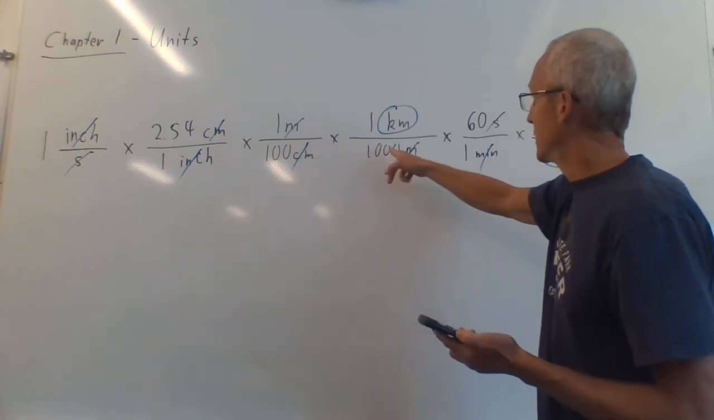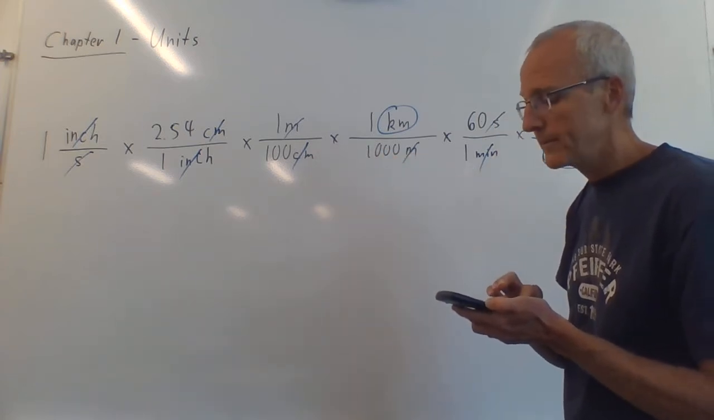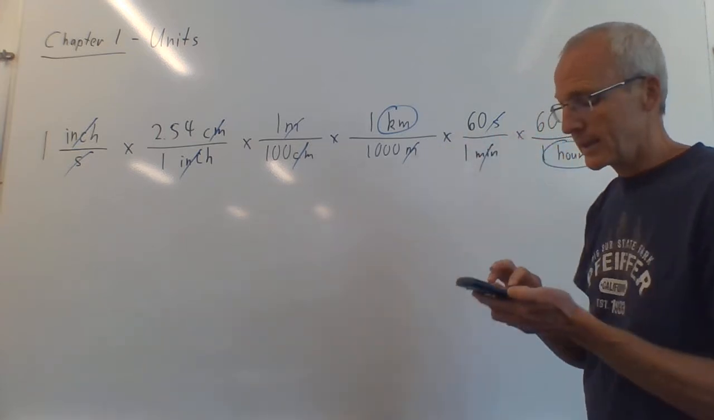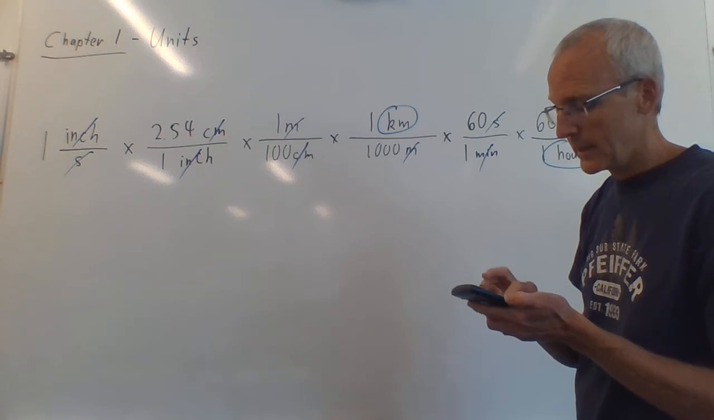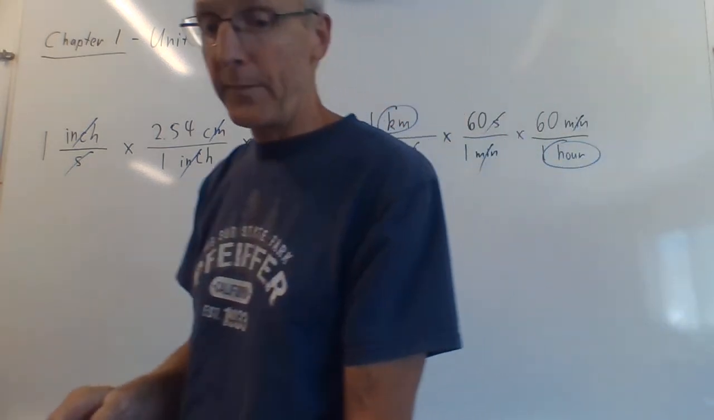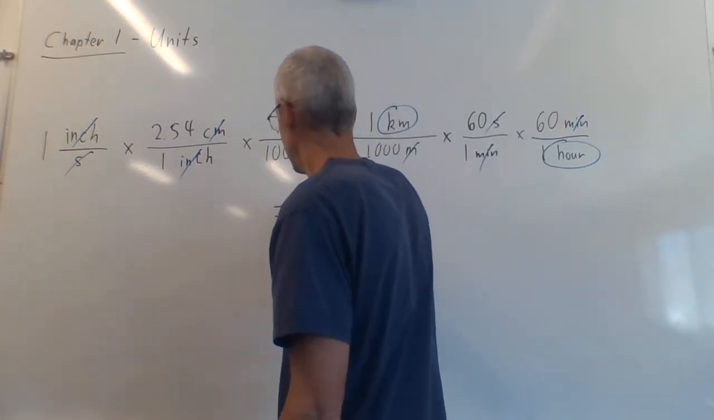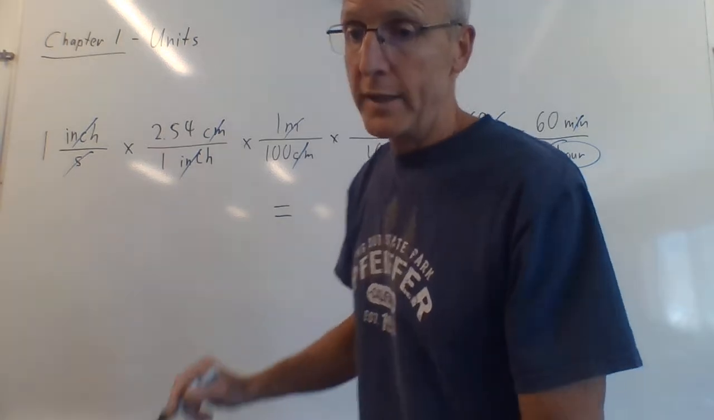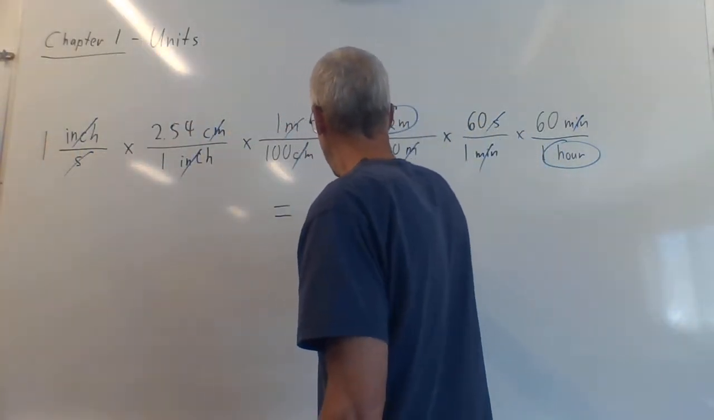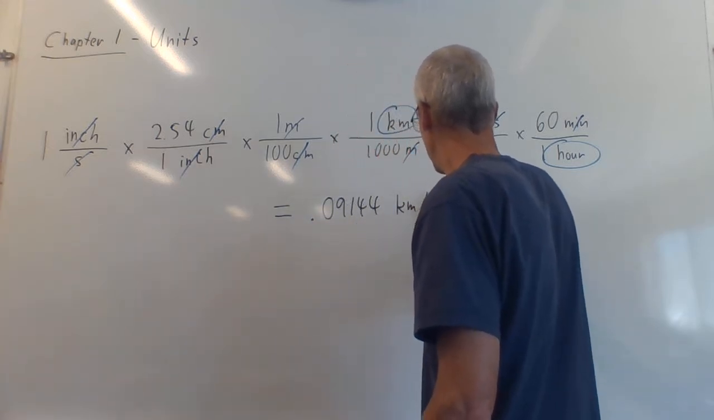Let's see, here we divide again by 1,000. So divided by 1,000. Multiply by 60 and then multiply by 60 again. So times 60 times 60. And I get 0.09144. So finally, 1 inch per second is equal to 0.09144 kilometers per hour.